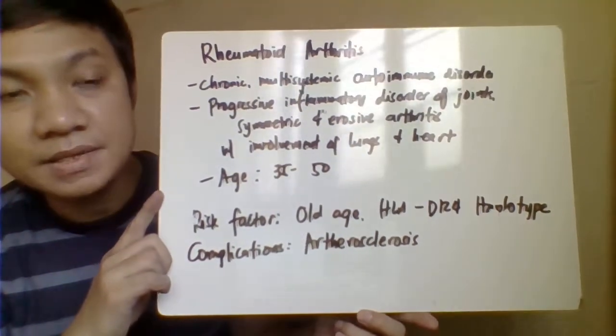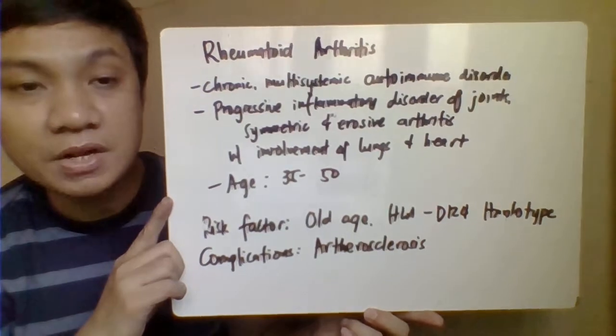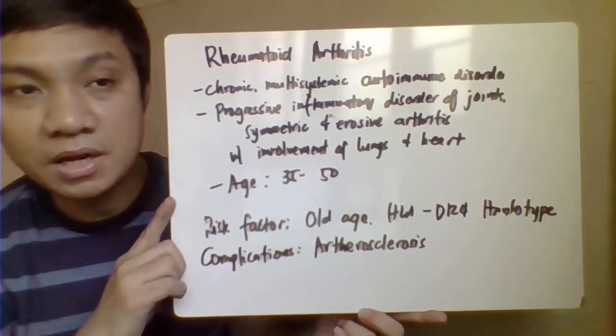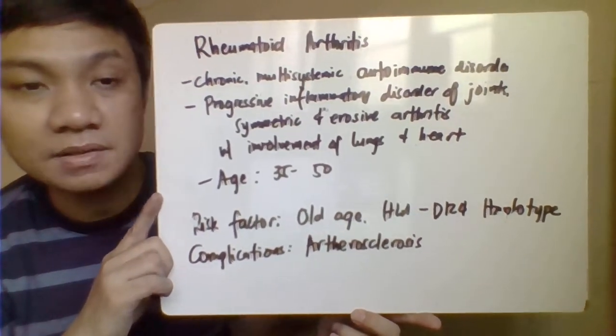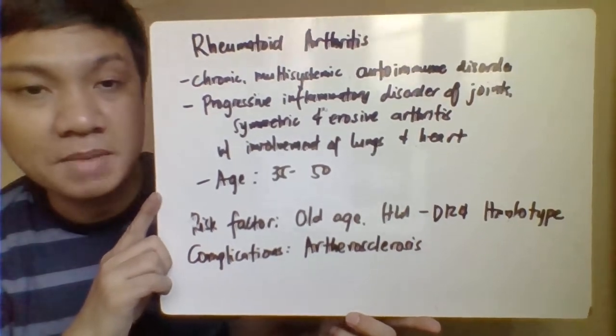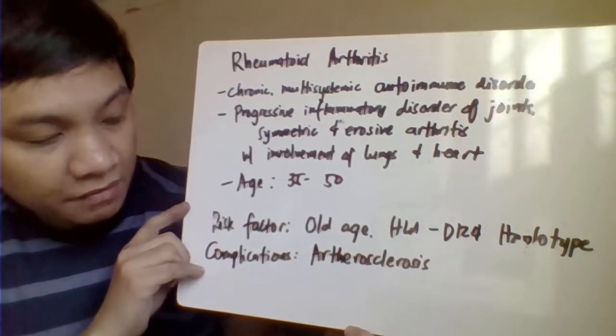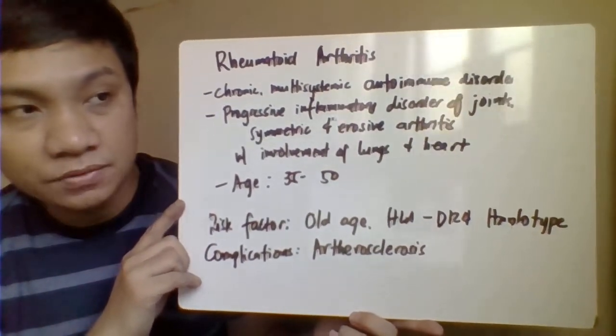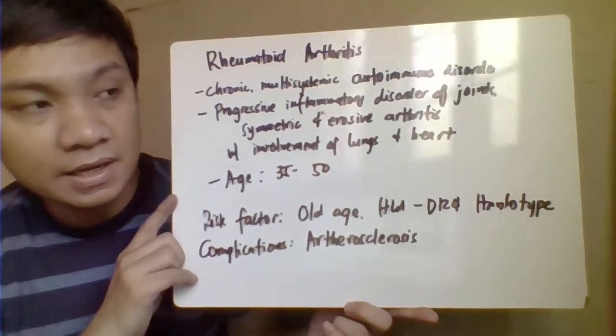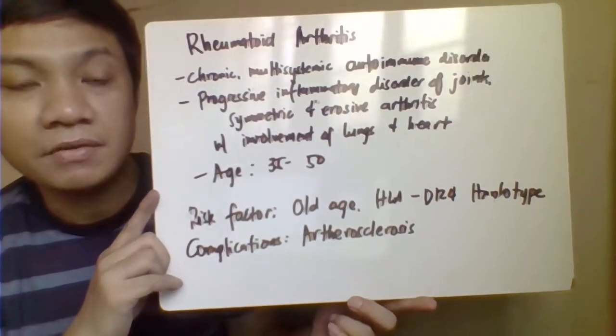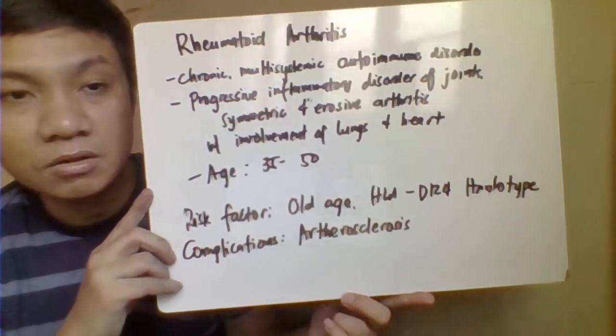So the mean age of incidence here would be 35 to 50 years old, and the incidence is 3 times higher in the female population compared to the male population. Okay, for the risk factors, we have old age, and we have also here the HLA-DR4 haplotype. For the complication, death here may be related to your atherosclerosis.